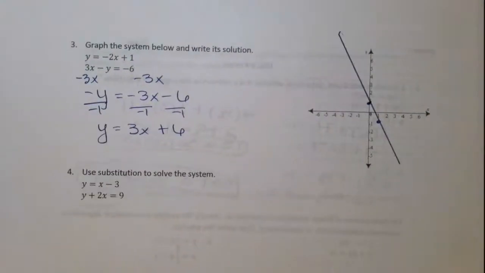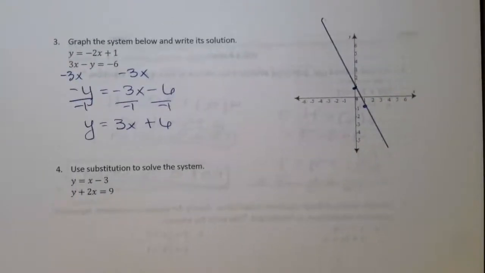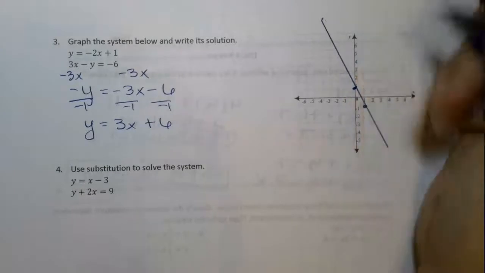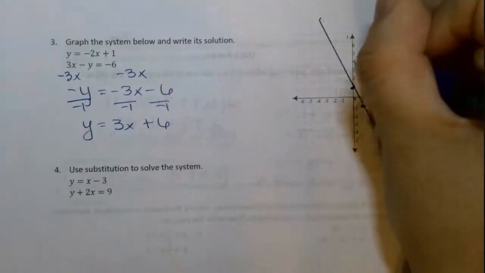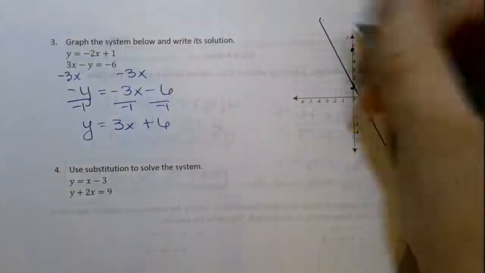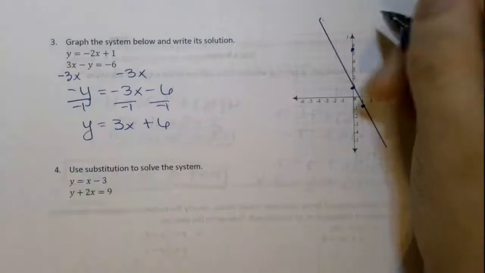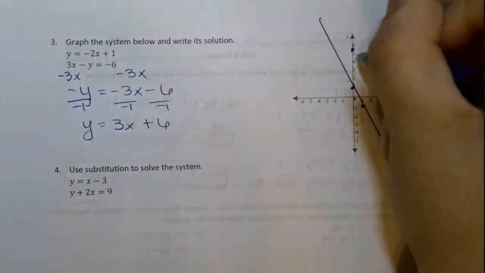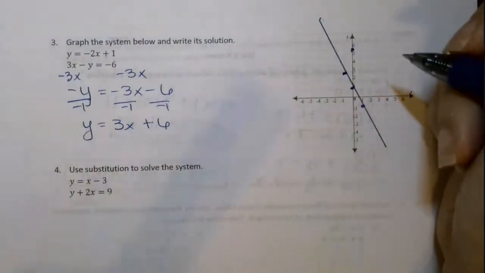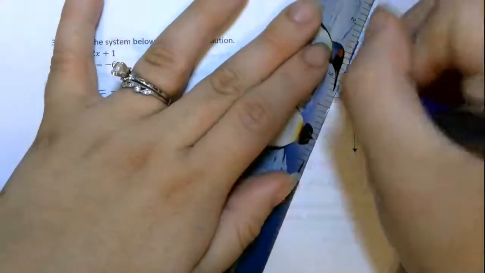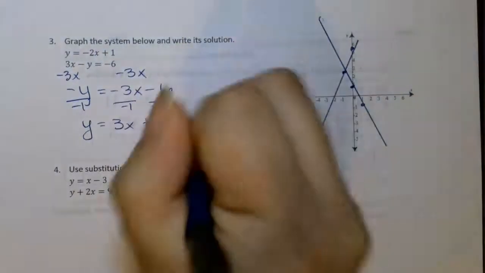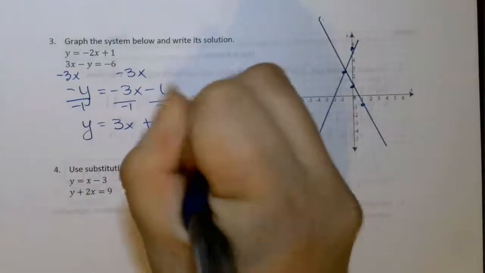Over here, oops, this one is 3x plus 6. So I'm going to go ahead and go 1, 2, 3, 1, 2, 3, 4, 5, 6. And then my slope is up 3 over 1. That would take me off the graph if I go to the right, so I can also go down 3, left 1. 1, 2, 3, which is right here. If I take a look, it's where my two lines cross, so this is also my answer. It's negative 1, positive 3.